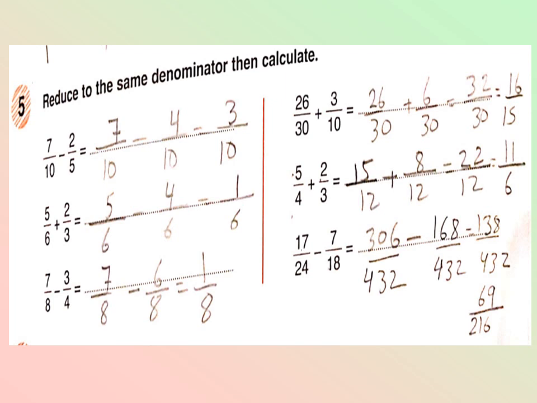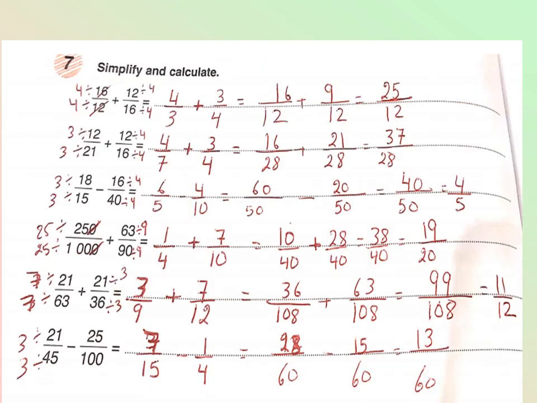Another example, 5 out of 6 minus 2 out of 3. Since 6 is a multiple of 3, go on and multiply the second fraction by 2. 5 minus 4 will get 1, while the denominator stays the same.